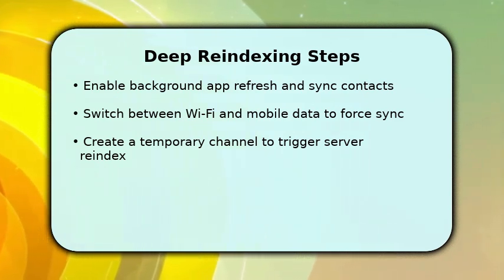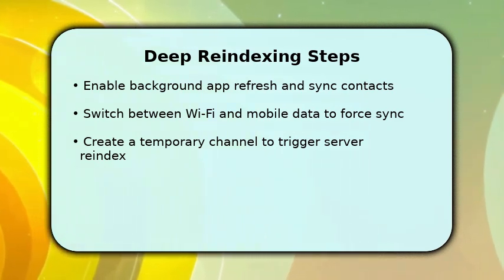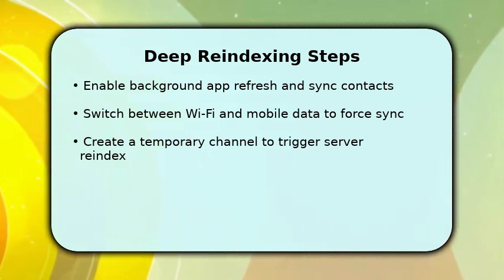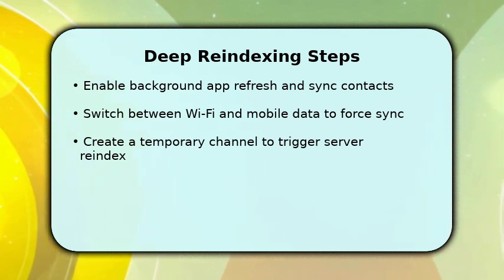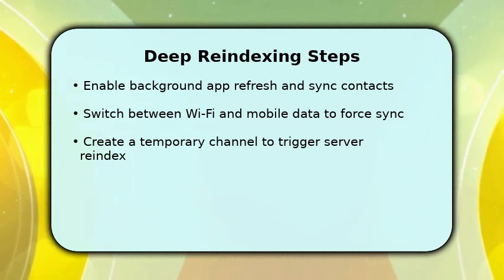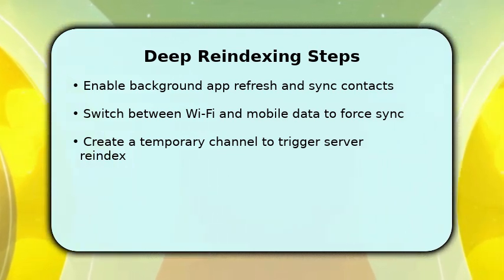If simple toggles fail, create a temporary channel or group and post a message. That action prompts Telegram to reevaluate your account and search index on the server. Make sure to keep the app open for a few minutes to let synchronization finish rather than closing it immediately.